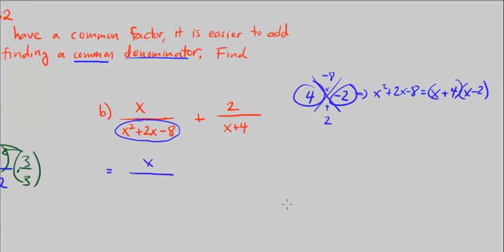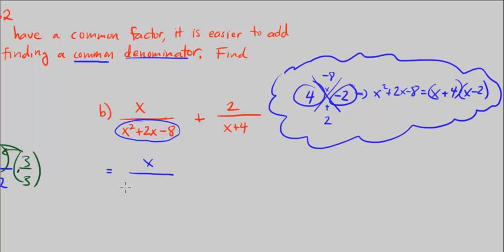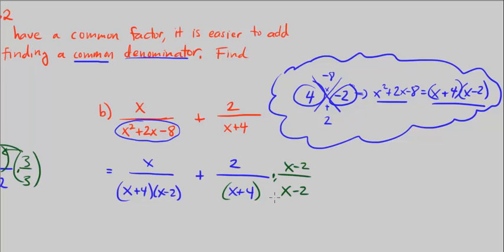Okay? So then here, let's put this in a little bubble because it's just the side work. So here we have x plus 4 times x minus 2, right? We're just pulling out and factoring the denominator. Plus, and I'm going to rewrite this as 2 over x plus 4. Now we see what is the common part in the denominator. Well, they both have an x plus 4. So if we multiply just this one by x minus 2 over x minus 2, we're going to have a common denominator. Okay? So the common denominator is going to be x plus 4 times x minus 2.